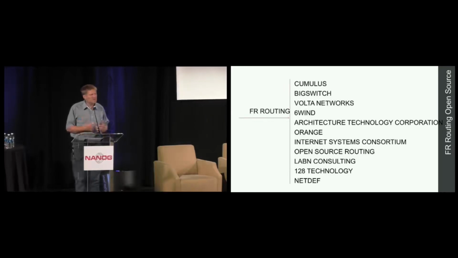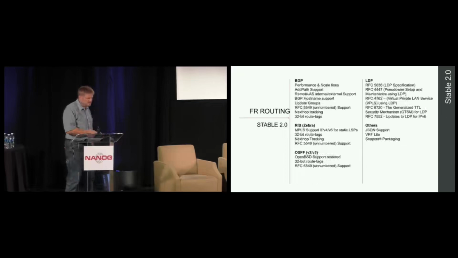Because there's a lot going on. ISIS is just being rebuilt. There's a lot of performance improvements in BGP. There's a lot of stuff going on in free-range routing right now, FR routing. So for instance, in Stable 2.0, these are some of the changes that were made.